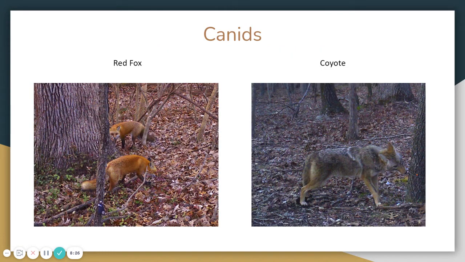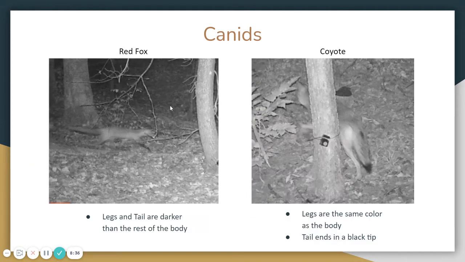Next, we have the canids. These are two of the best photos we have of red foxes and coyotes. Typically in our photo tagging, they will not be this clear. They'll look more like this. These animals are most active around sunrise, sunset, or at nighttime. So we'll usually get black and white photos of them.